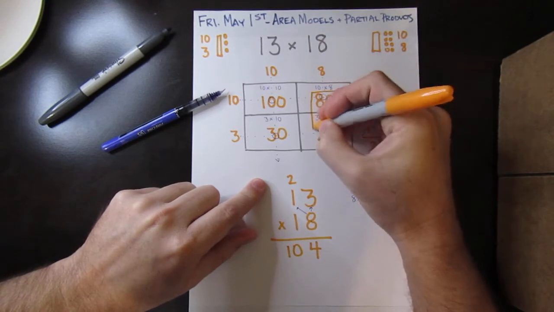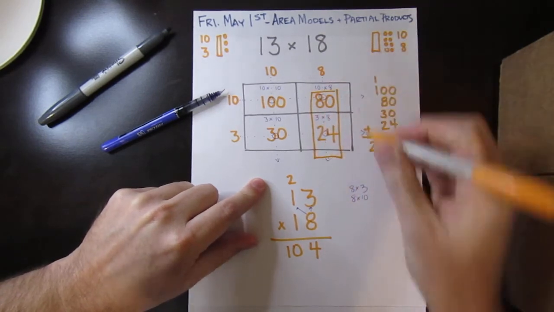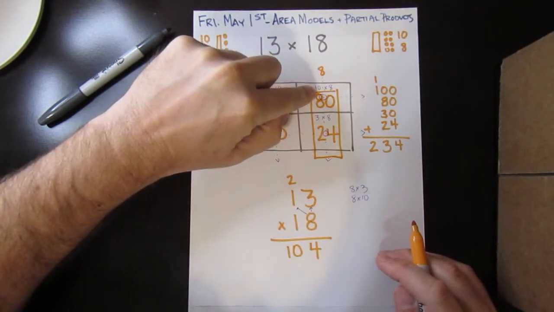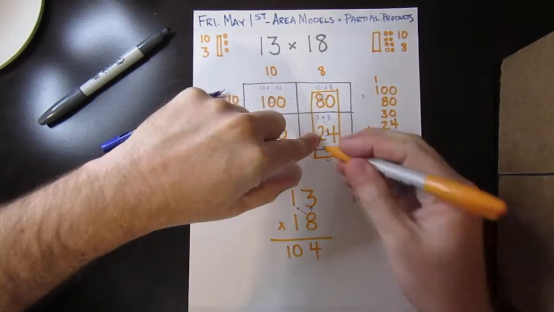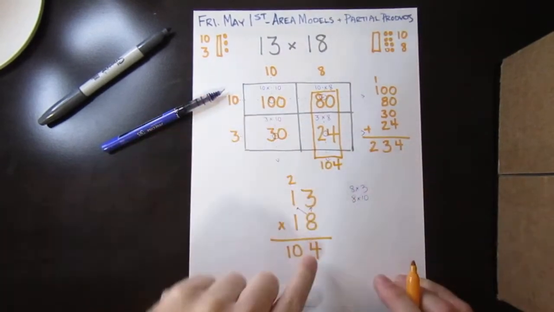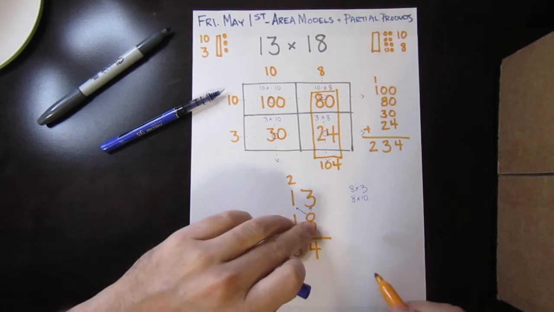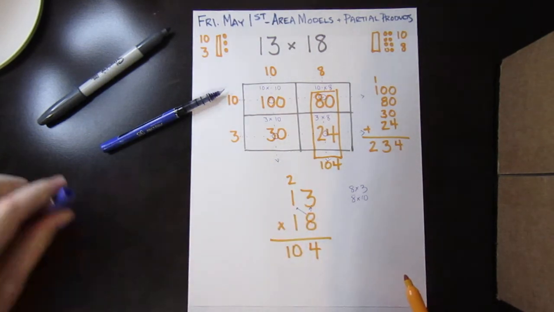Well, check it out. If I would have added up, remember, I multiplied 8 times 3 and 8 times 10. Well, when I add those two together, it's 104. And that's actually the first amount I'm going to get in my first level of multiplication, when I multiply the ones place times my 13.